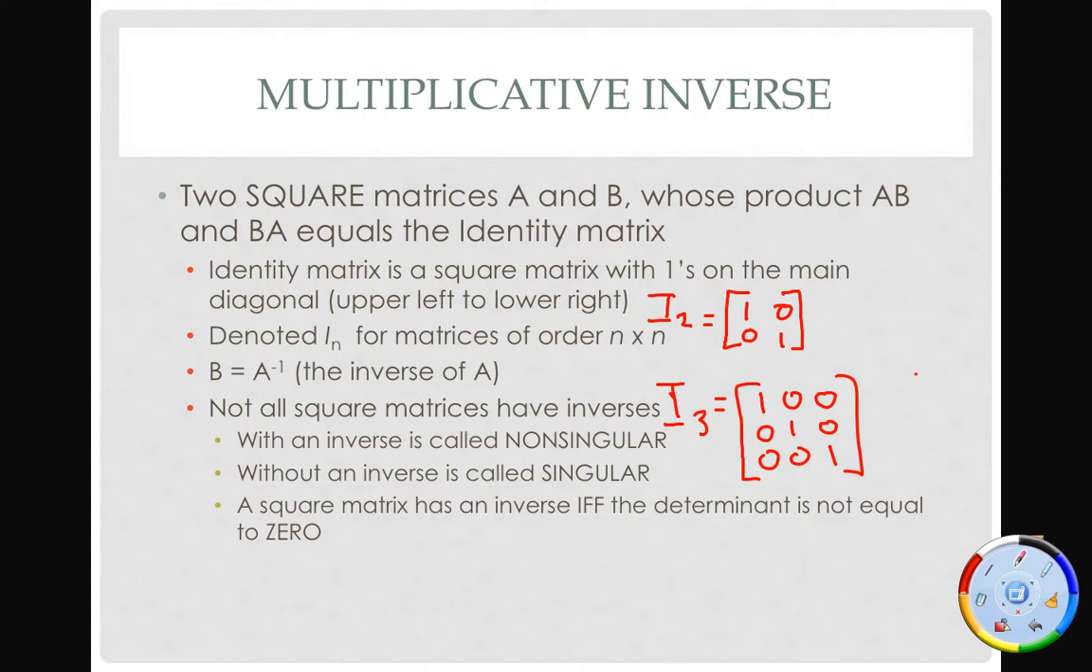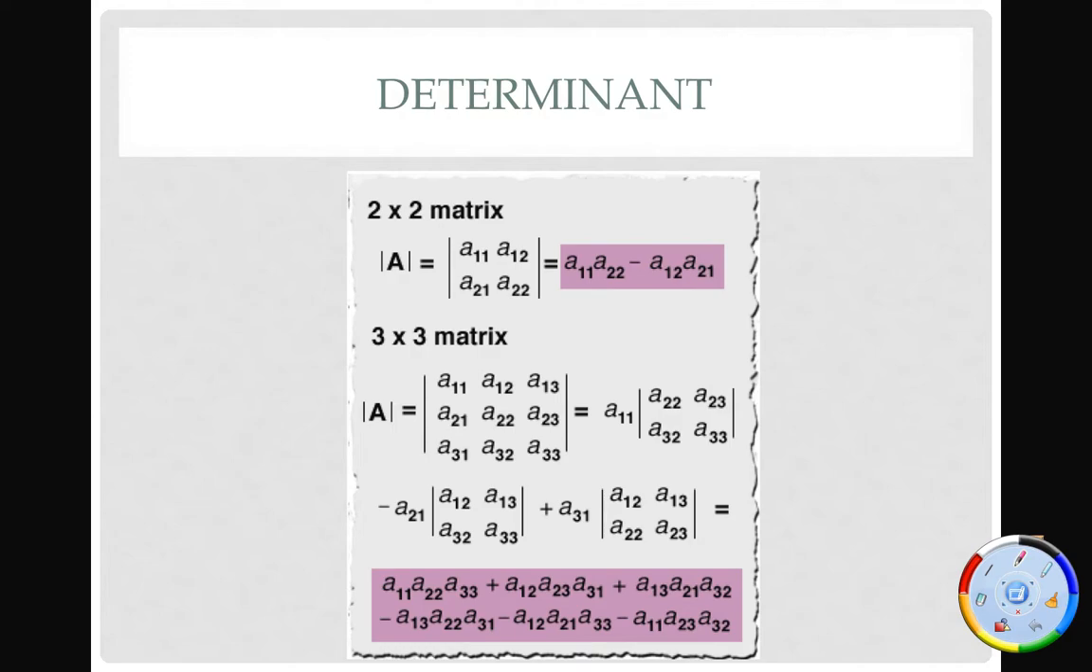And then lastly here, a square matrix has an inverse if and only if the determinant is not equal to 0. Well, it'd probably be a good idea if we knew what the determinant was, huh? Pretty sure that's the next page. Okay, so we need to know this definition. If the determinant is 0, then it has no inverse. So let's figure out how to find the determinant.